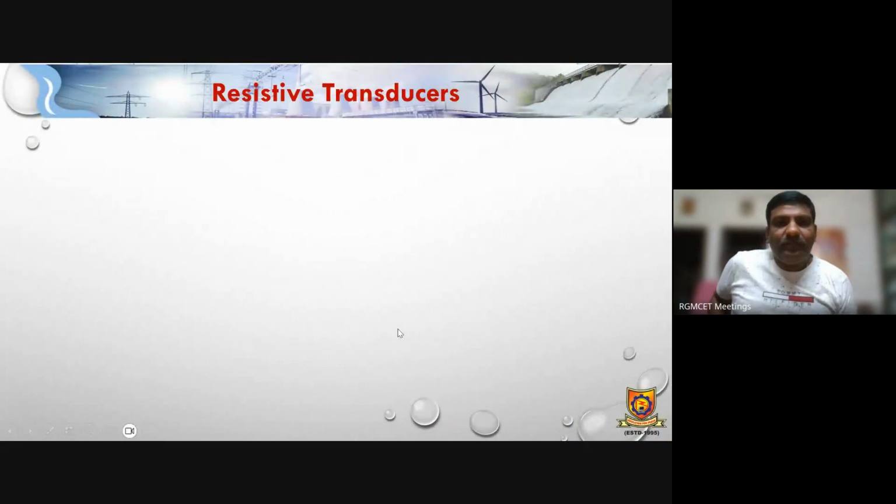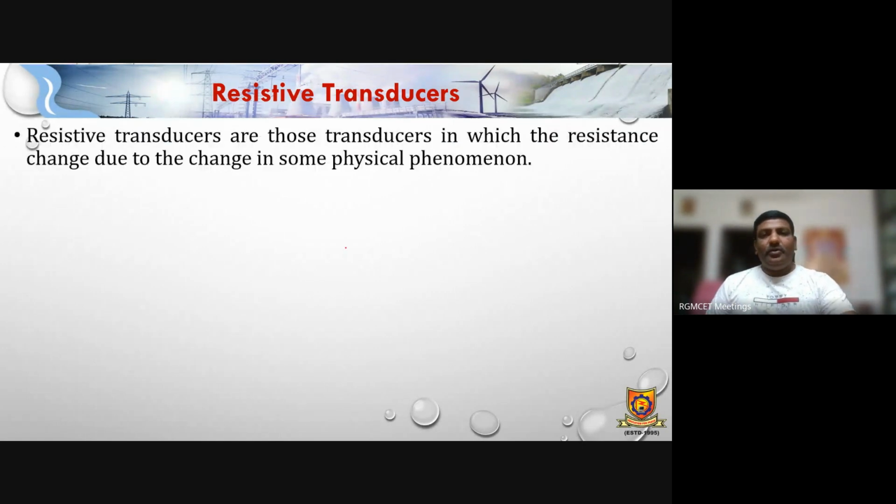Good evening. Today we are going to discuss resistive transducers. Resistive transducers are those in which the resistance changes due to the change in some physical phenomenon. Here we know the formula R = ρL/A, where ρ is the resistivity, L is the length of the conductor, and A is the area of cross section.